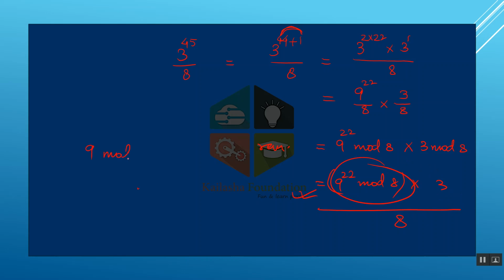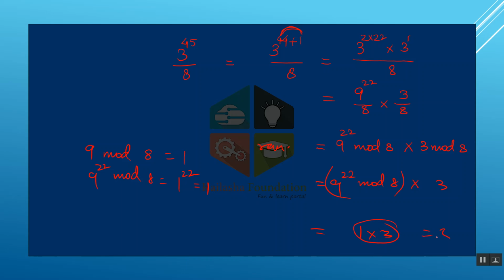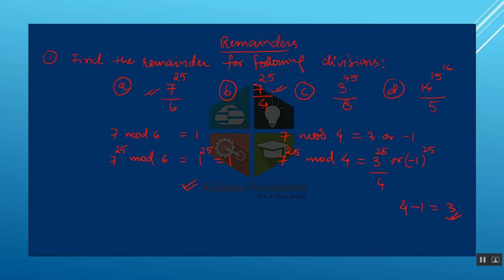9 mod 8 is 1. 9 raised to the power 22 mod 8 is 1 to the power 22, that means 1. So this is 1 into 3. It is not greater than 8, so we don't have to divide it again by 8. 1 into 3 is 3. So the remainder when we divide 3 raised to the power 45 by 8 is 3.